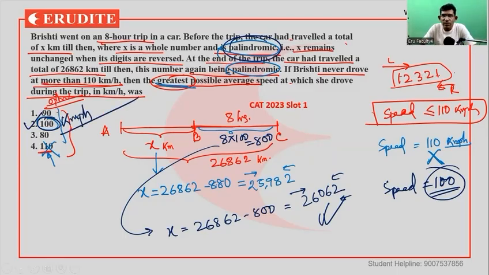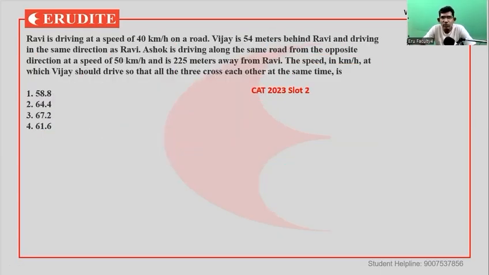So seemingly a complicated question, but it can be done quite efficiently or quite fast by applying our basic reasoning skill or basic skill of speed equal to distance upon time. Fine. Now let's take another example. The next example we take is a very common topic, which is relative speed. It's very common in CAT, relative speed.